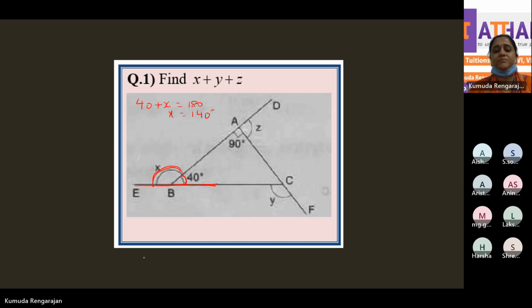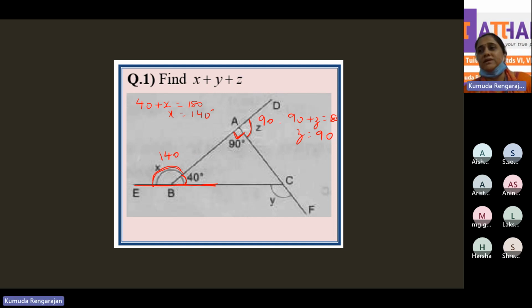All right. Now z. 90 plus z is equal to 180, because interior angle 90 plus exterior angle z is equal to 180. So z is equal to 90 degrees. So we got x is 140 and z is 90.